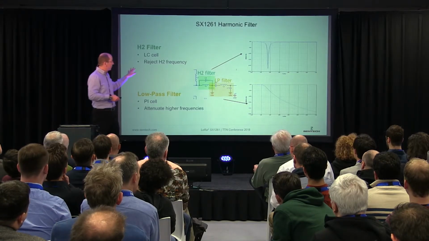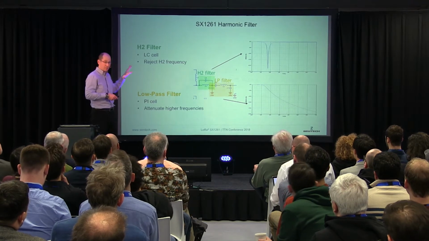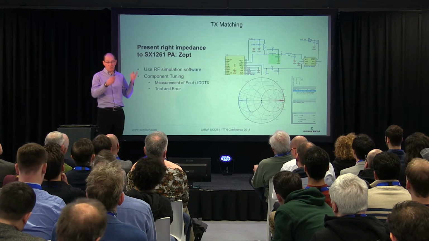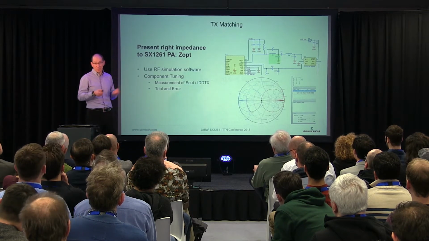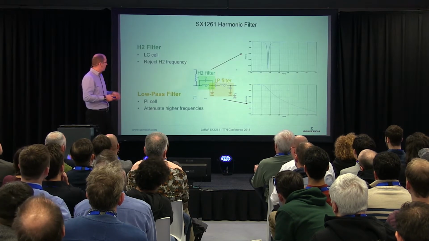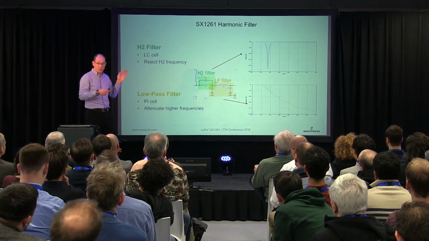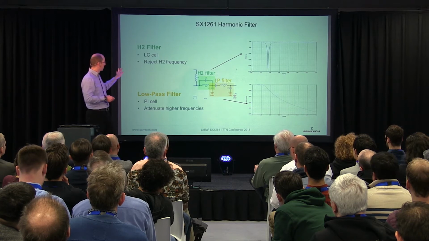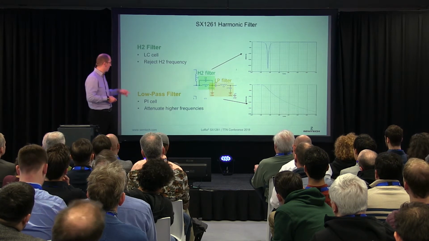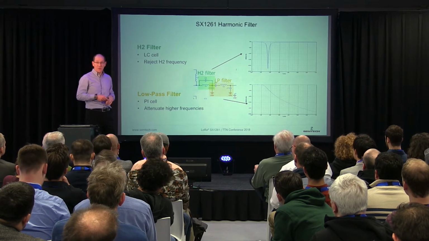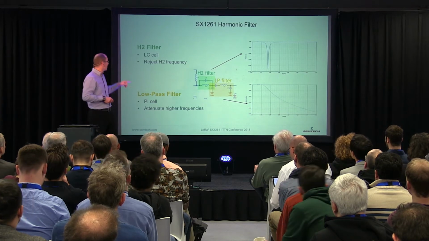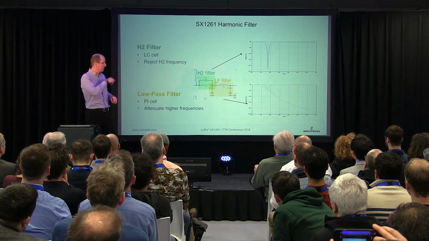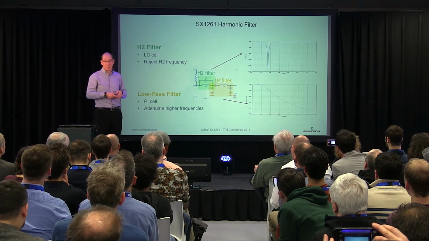The harmonic filter stage is really important. So back to here, the TX matching is important to provide the right amount of power with the right consumption. But if you have very good power but very bad harmonics, you won't be able to use your device. So the harmonic filter is really, really important too. And I've implemented the harmonic filter in 2 steps. First, the second harmonic filter, which is actually a parallel LC cell that acts as a notch filter.